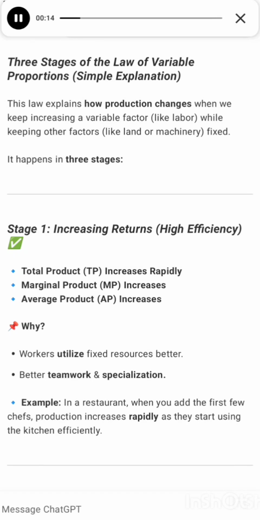It happens in 3 stages. Stage 1. Increasing returns, high efficiency. Total product TP increases rapidly. Marginal product MP increases. Average product AP increases. Why? Workers utilize fixed resources better. Better teamwork and specialization. Example, in a restaurant, when you add the first few chefs, production increases rapidly as they start using the kitchen efficiently.